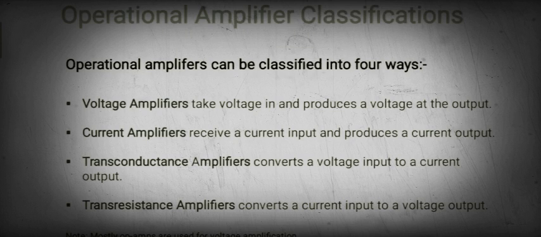Operational amplifiers can be classified into four ways. First of all, voltage amplifiers that take voltage as an input and produce voltage at the output. Second is current amplifiers that receive current as an input and produce current as output. Then come transconductance amplifiers that take voltage as an input but produce current as an output. Last one is the transresistance amplifiers that take current as an input and produce voltage as an output. Out of all these operational amplifiers, the most commonly used op-amp is the voltage amplifier.